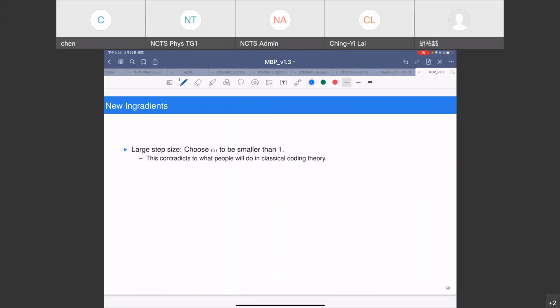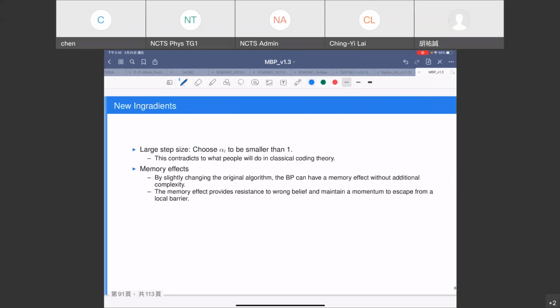We want to choose a large step size. On the contrary, in classical theory, if the step size is too large, the algorithm may not converge. So usually they will choose a small step. However, here we want a large step because we don't want to be trapped in the ripples. But if the step sizes are large, you have problems in the convergence, right?